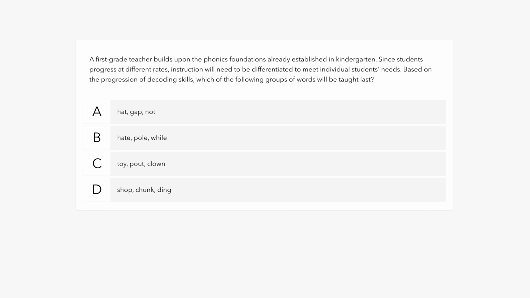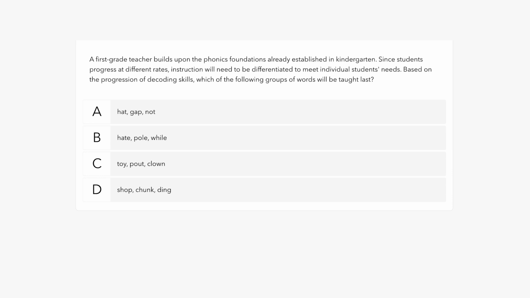Now, let's look at a question under Category 2, Phonics and Decoding. A first-grade teacher builds upon the phonics foundations already established in kindergarten. Since students progress at different rates, instruction will need to be differentiated to meet individual student needs. Based on the progression of decoding skills, which of the following groups of words will be taught last? Toy, pout, clown, shop, chunk, ding, hat, gap, knot, hate, pull, while.